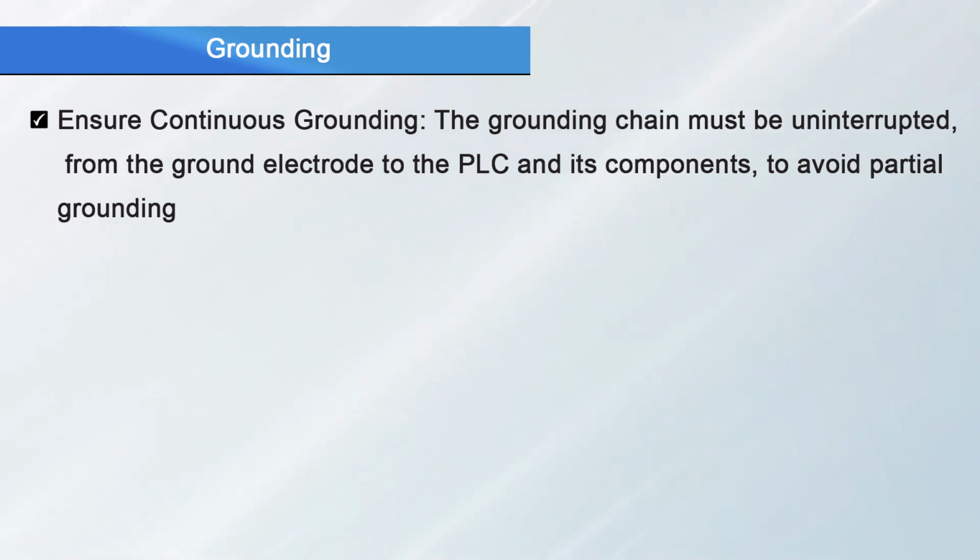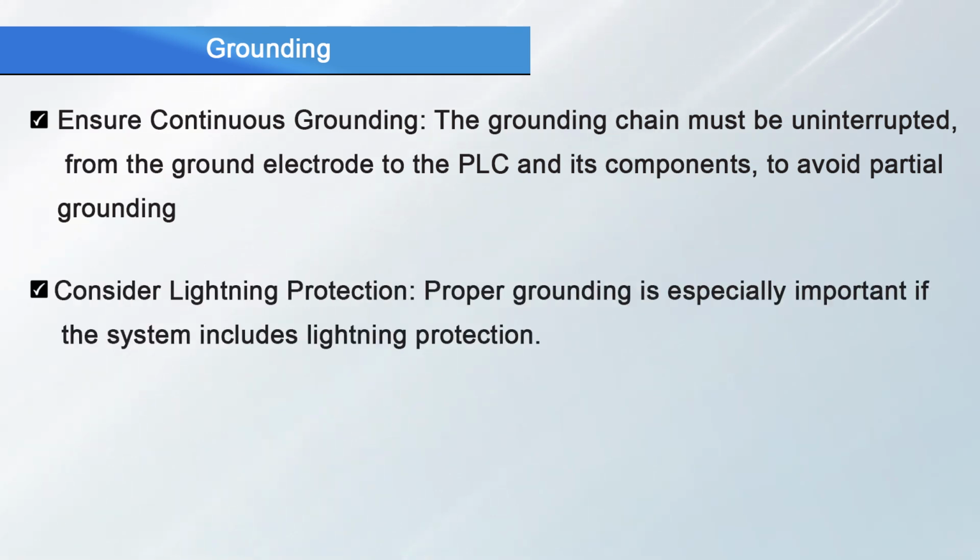Fourth step is to ensure the continuous grounding. The grounding chain must be uninterrupted from the ground electrode to the PLC and its components to avoid the partial grounding. Fifth point is to consider the lightning protection. Proper grounding is especially very important if the system includes the lightning protection in its enclosure.